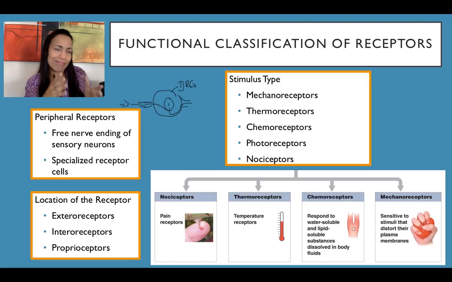So this is maybe a little bit too much to include in here. Of course, that part of nociception is not going to be included in your exams, but it's a cool way to understand these receptors, okay?